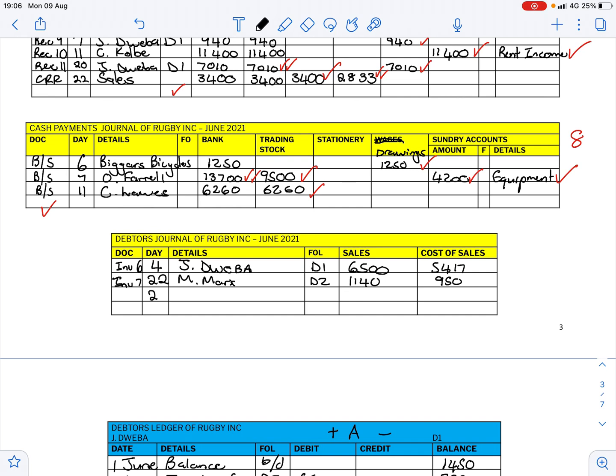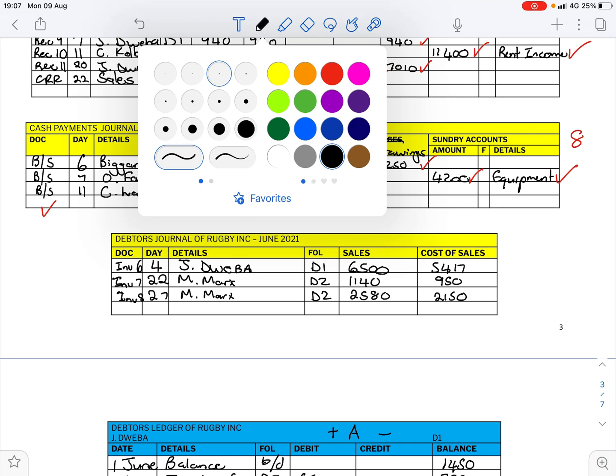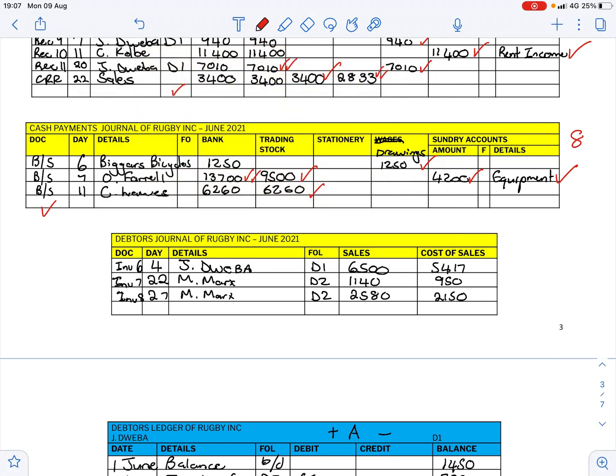On the 27th, we sell some more to M Marks using invoice number 8. Our detail is who we're selling to, Malcolm Marks, who's debtor number 2, and the amount we're selling to him. They give us the cost price of the goods at 2,150 Rand. We multiply by 1.2 to then get 2,580 Rand.